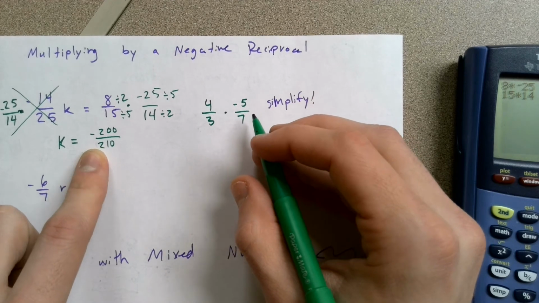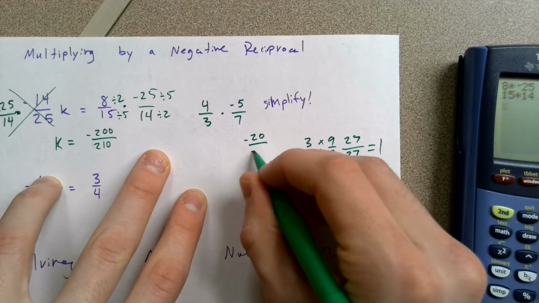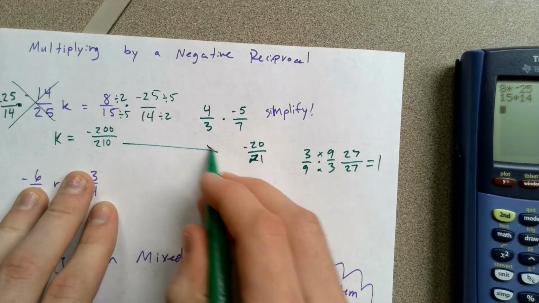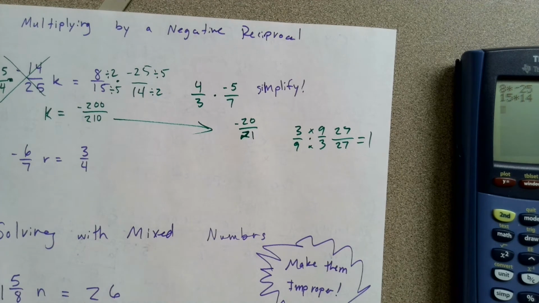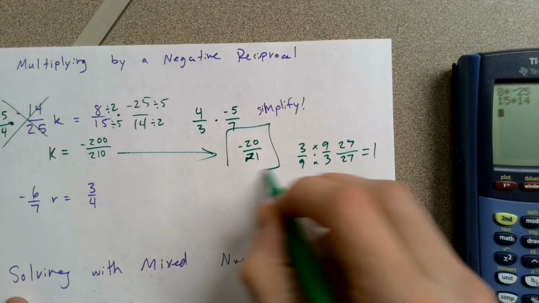It should be equivalent to the same fraction if we did this right, and we're going to get negative 20 on top, negative 20 or positive 21 on bottom, and look at that. Those are the same fraction. There's our simplest form right there.